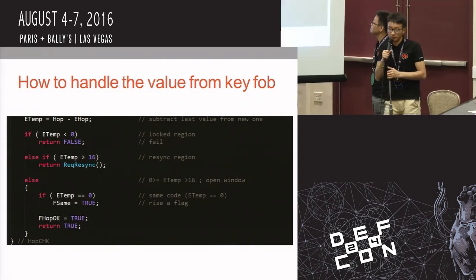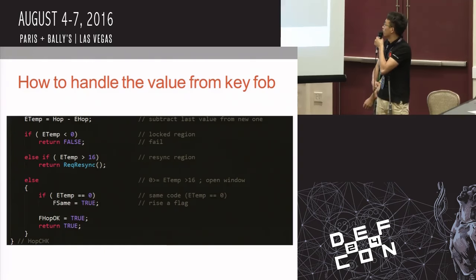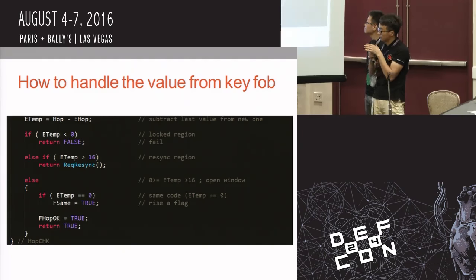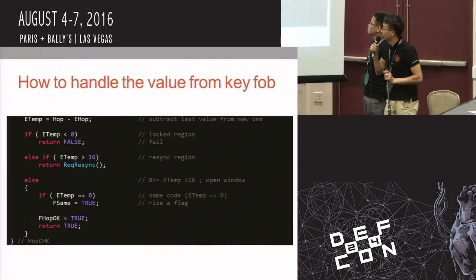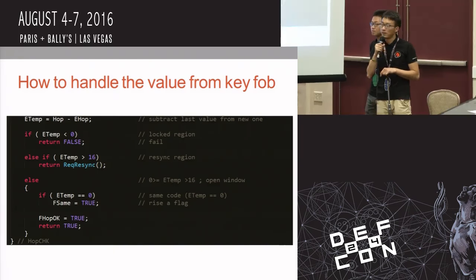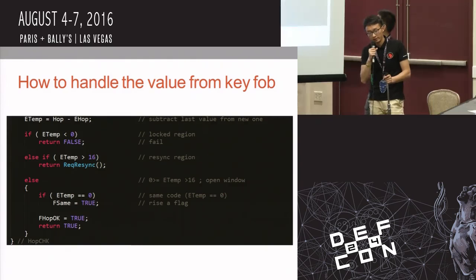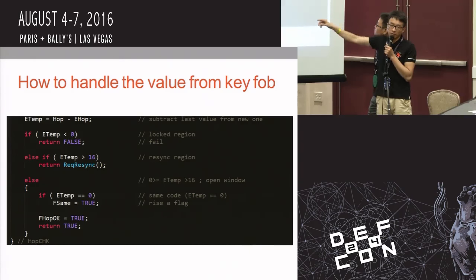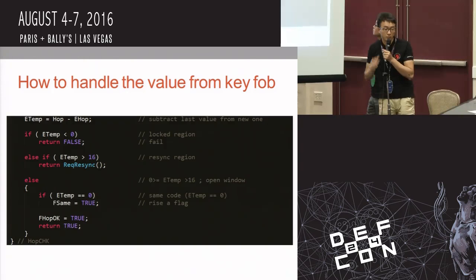The etemp is a value that you get by using the received sync counter minus the stored value. If the etemp is defined as a signed integer, you will get the negative value and the positive value. Does that make sense? But if it is designed as an unsigned integer, the minus operation would always produce a value that is larger than or equal to zero.